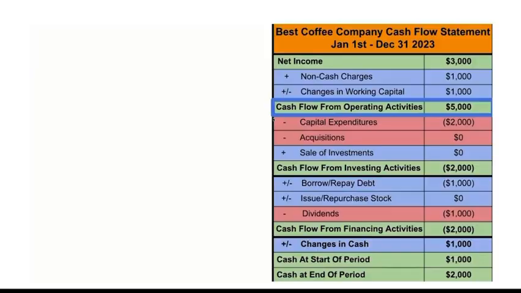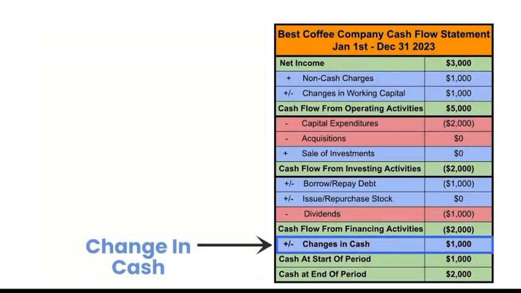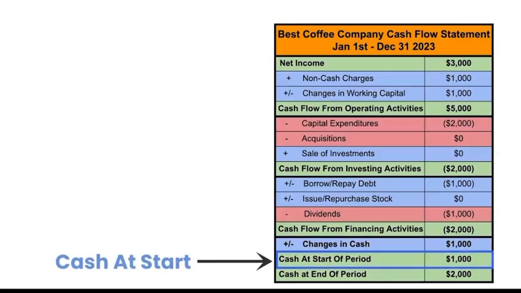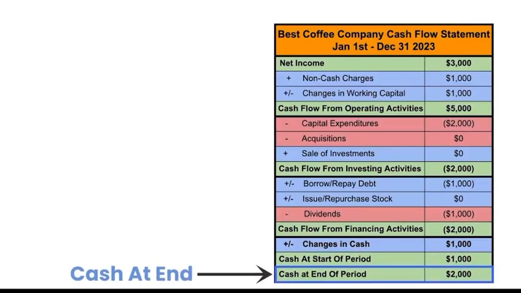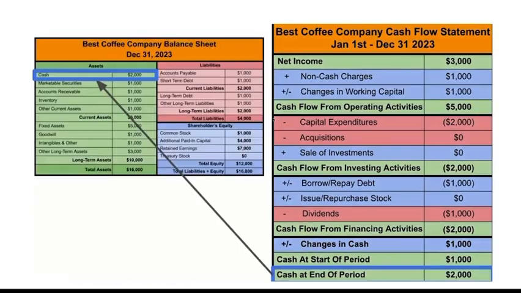From there, we take the total changes in cash from each of the three major categories, add them together, and that gives us the total change in the cash balance during the period. We then add or subtract that from the cash we had at the start of the period, and that gives us the cash at the end of the period, which is the very first number on the balance sheet.